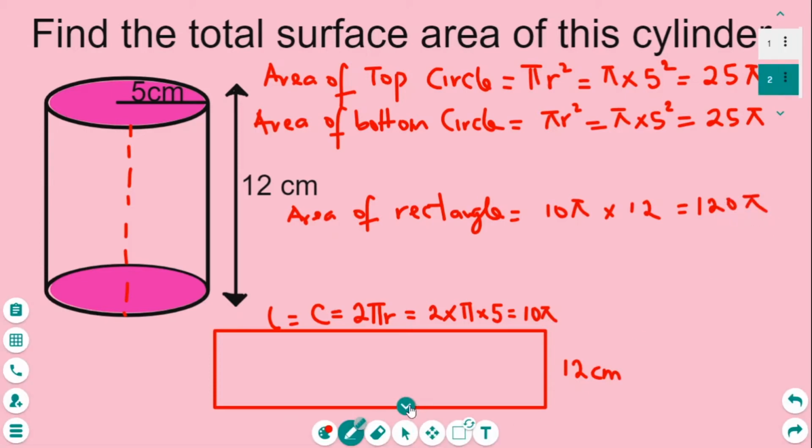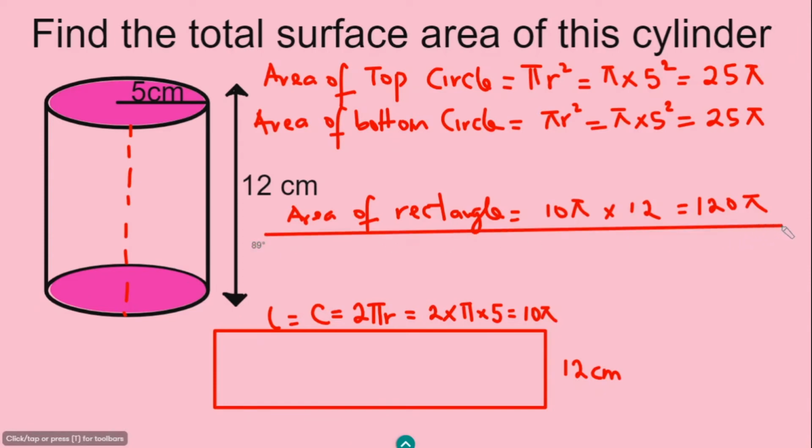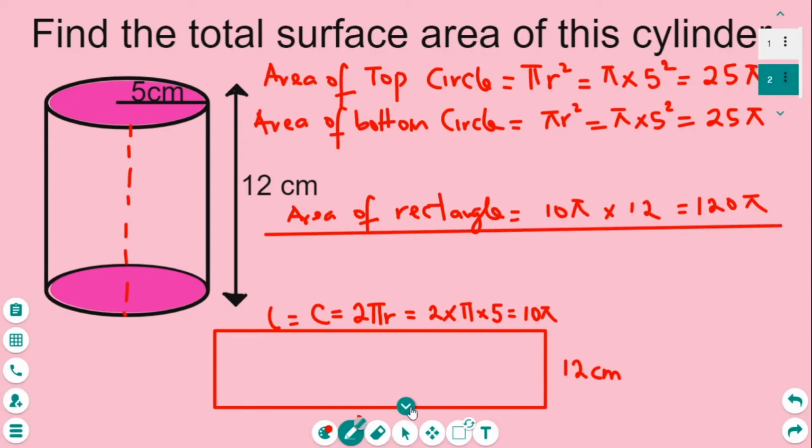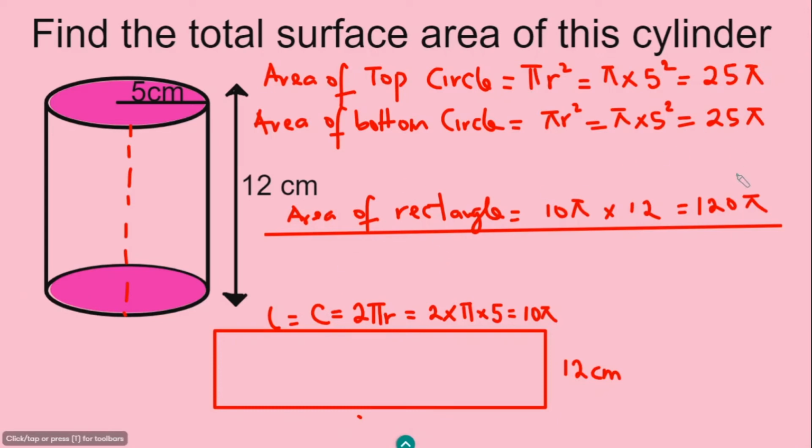So now we have all three parts calculated. All I've got to do is add up all the parts, and that's going to give me the total surface area. So the total surface area is going to be the addition of the area of the top, 25, the area of the bottom, 25, and the curved part, a rectangle, 120. That's 25 plus 25 plus 120, which gives me 170 pi centimeters squared.